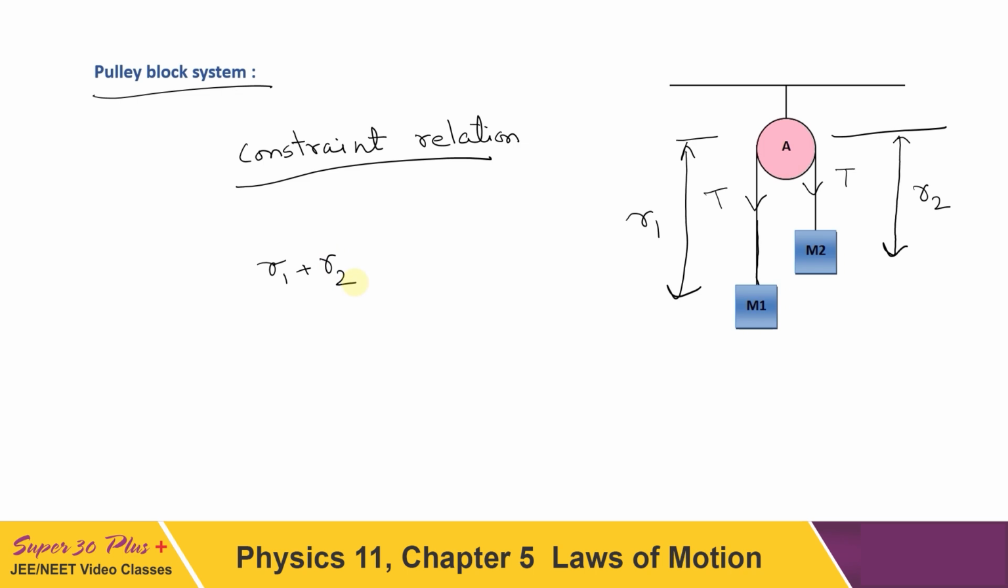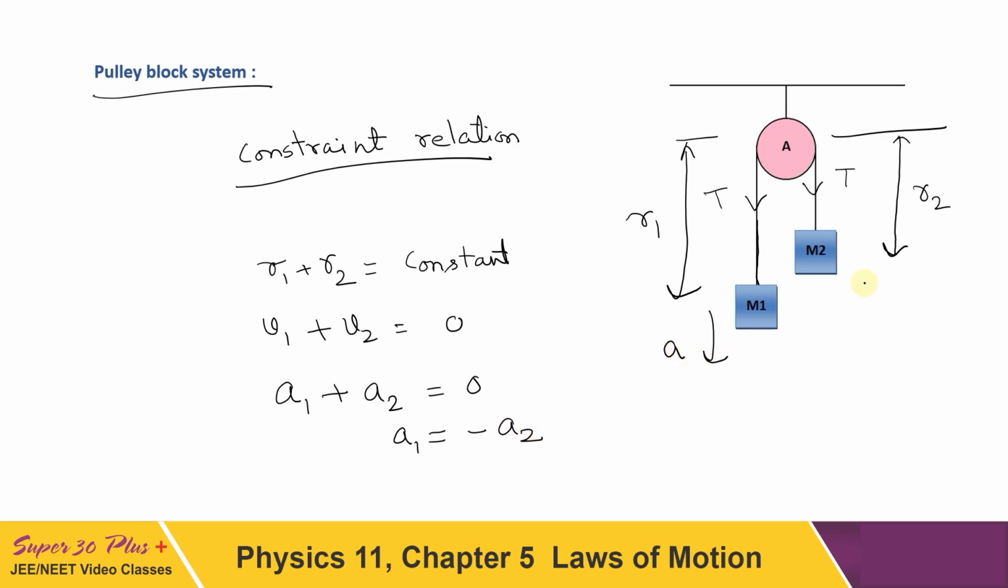Of course, it would be the case because we consider our string to be ideal, which is inextensible. So if there is no extension in the string, its length has to be constant, and we can write R1 plus R2 is equal to constant. If you differentiate it, you will get V1 plus V2 is equal to 0. The same can be written for acceleration also, that is A1 plus A2 is equal to 0, and from here we can write A1 is equal to minus A2. So if one body is coming down with acceleration A, the other has to move up with the same acceleration A. This is called the constraint relation.